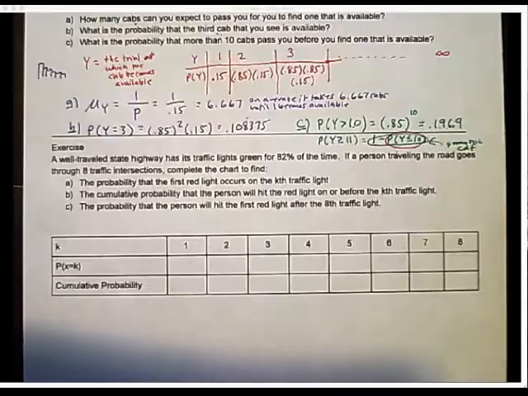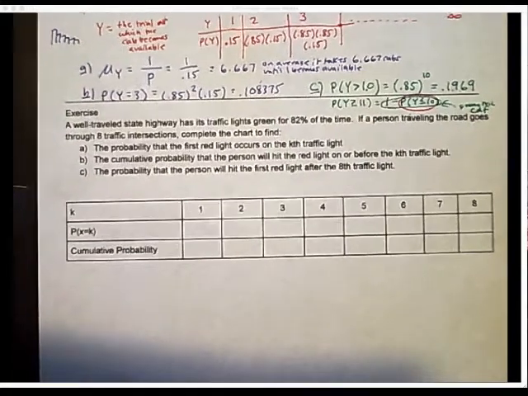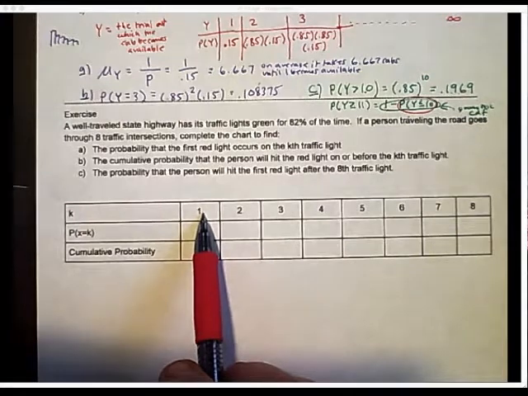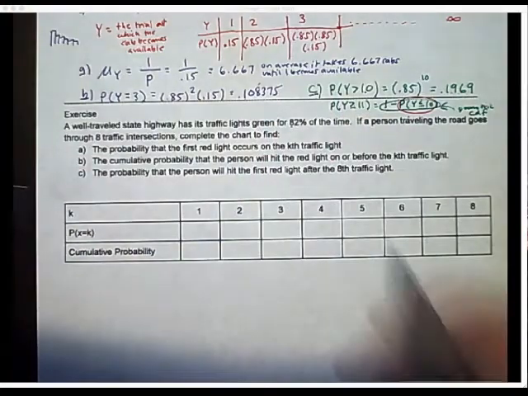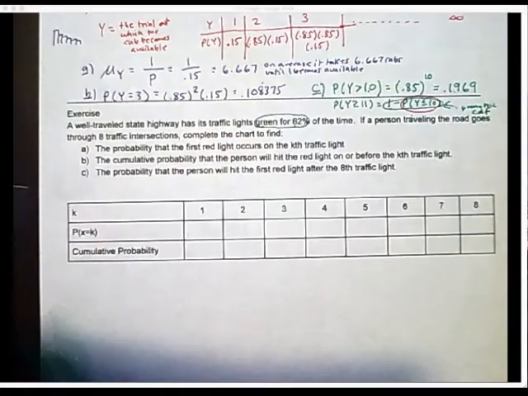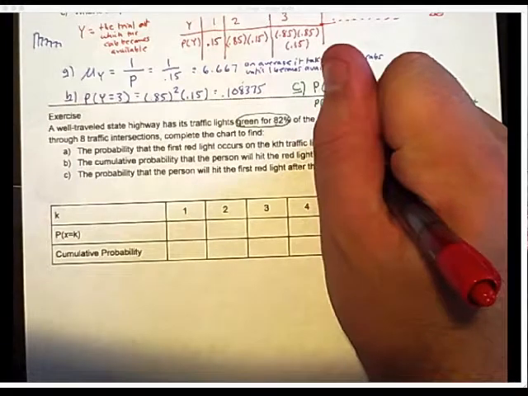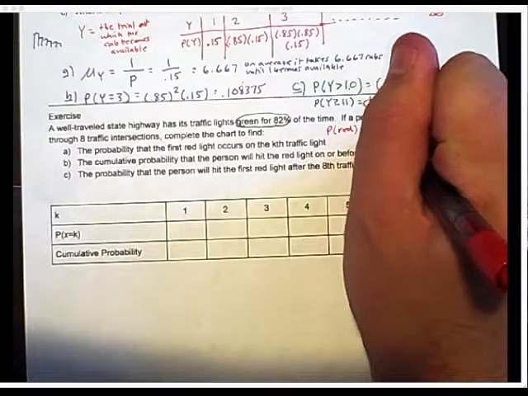So one last exercise on geometrics here. It says a well-traveled state highway has its traffic lights green for 82% of the time. If a person traveling the road goes through 8 traffic intersections, complete the chart defined, what's the probability that the first red light occurs on the kth traffic light? Okay. So here, what's the probability that the first red light is the first? Well, if 82% are green, I guess I should underline that in green, what's the probability of red? What's the probability that I get red? Well, hopefully you say, well, that's 18%.